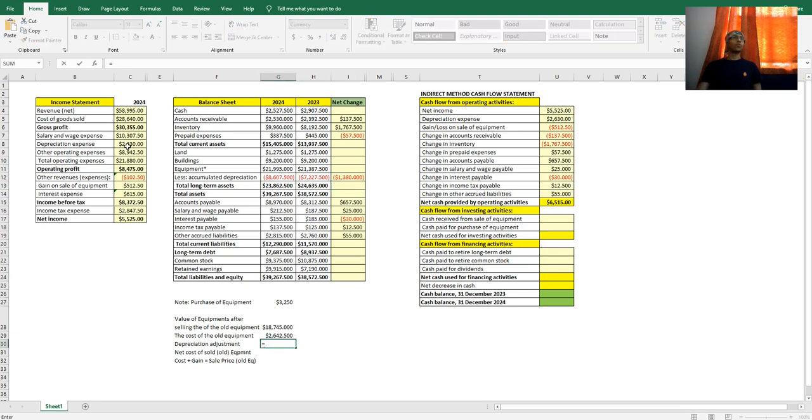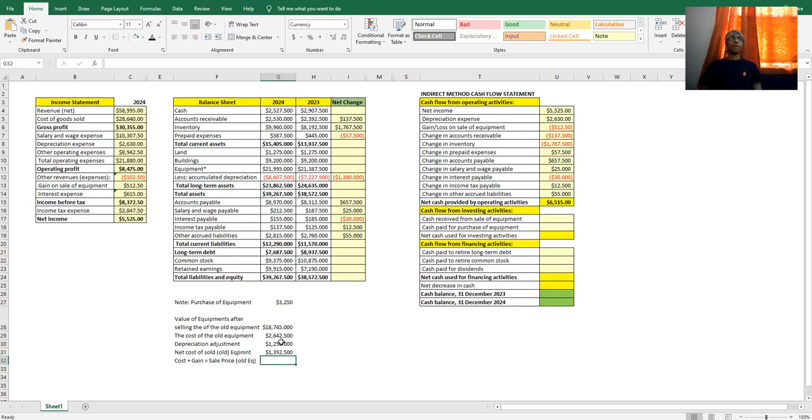This is equal to 2630 minus 1380. The depreciation adjustment is 1250, which implies that the net cost of the sold equipment, that is the depreciation adjusted cost of the sold equipment, is 2642 minus 1250. This is the net cost after deducting the accumulated depreciation of that equipment, right?